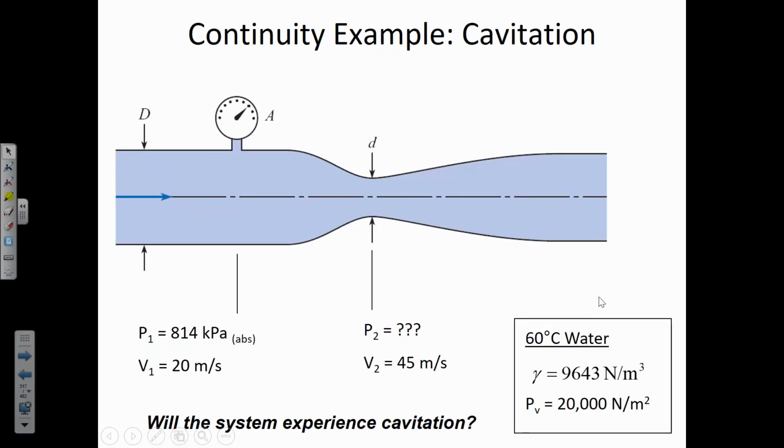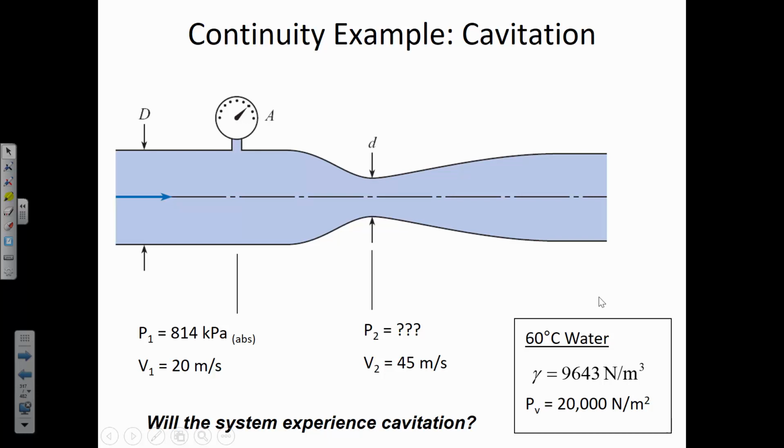So let's try and diagnose this. For this system, what we have flowing through the pipe is water at 60 degrees Celsius. The vapor pressure of water at that temperature is 20,000 pascals. We also want to know the unit weight of water at that temperature. We're not going to use the typical unit weight because this is pretty warm water. It's expanded slightly, such that its unit weight is a little bit lower than we normally would utilize.